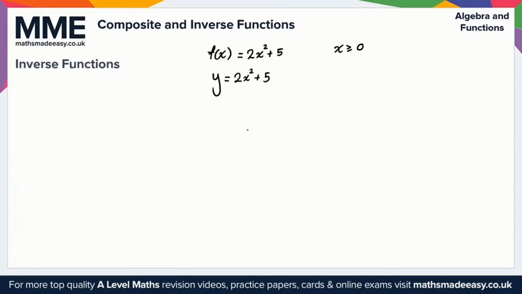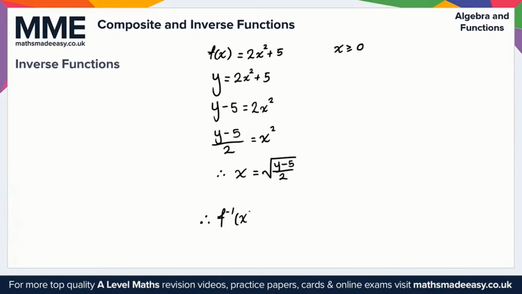The next step now is to rearrange to make x the subject. So if we start rearranging here, we get y minus 5 is equal to 2x squared. Well, if we divide by 2 now, we get y minus 5 over 2 is equal to x squared. And finally, x here is equal to the square root of y minus 5 over 2. And because x is greater than or equal to 0, we don't need the negative square root. Step 3 here, we replace x with f inverse of x and y with x. Therefore, f inverse of x is equal to the square root of x minus 5 over 2.